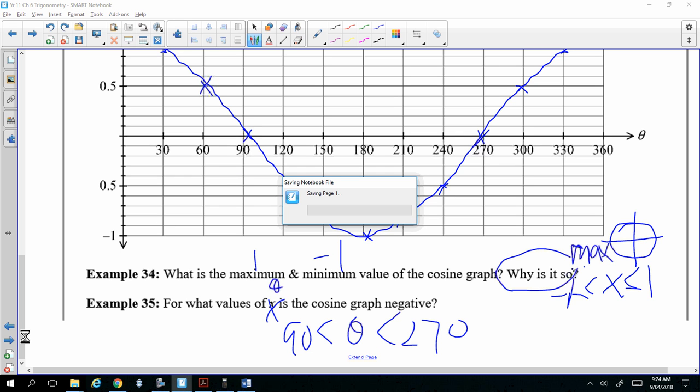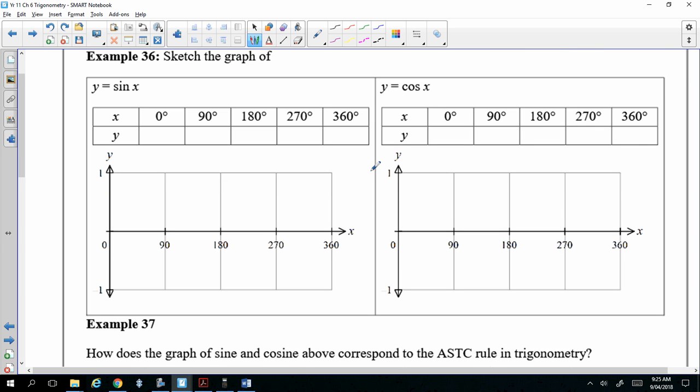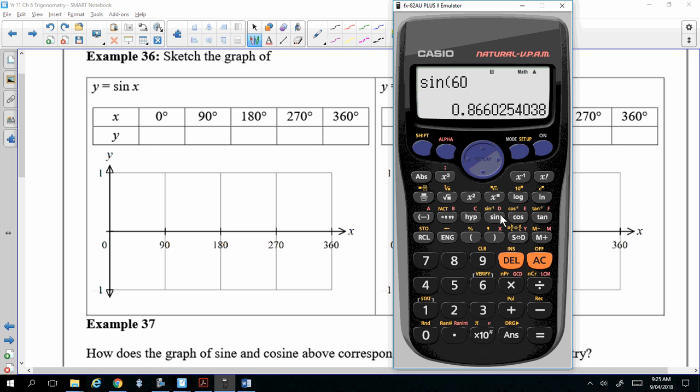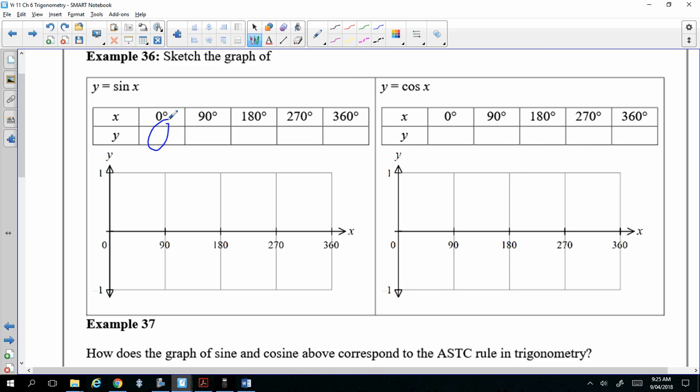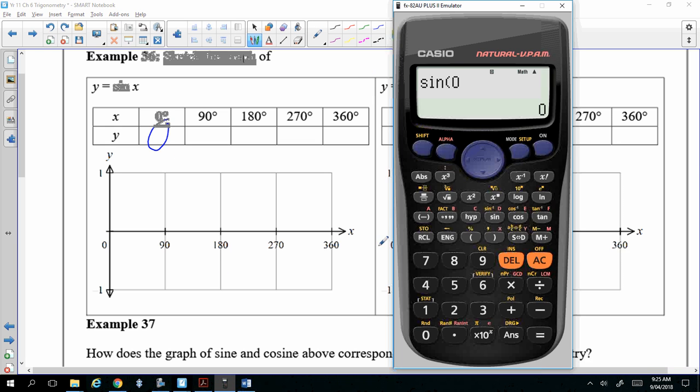Okay, now watching. You don't need all the details. You just need to remember the shape. We've already seen the shape. Now, what we need to do is get the boundary angles, and to get them, just use your calculator. Sine 0 is 0, right? And sine 90 is 1. And then just use your calculator to get the next ones: 0, -1, 0.